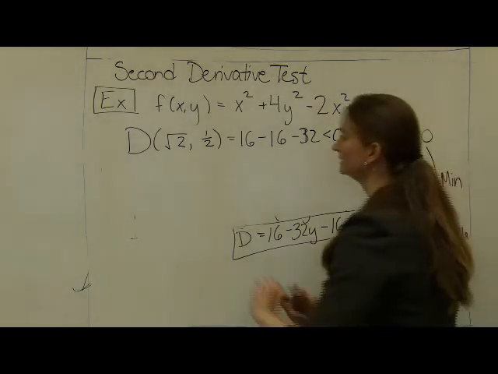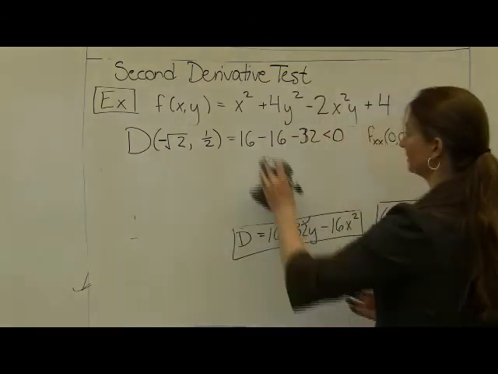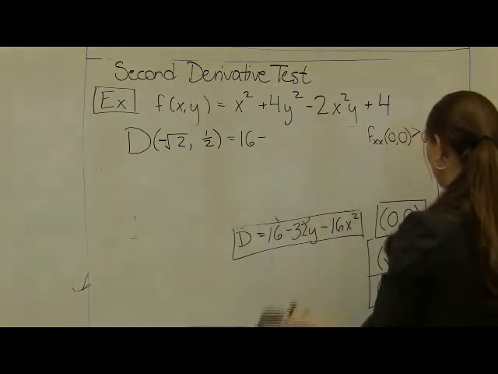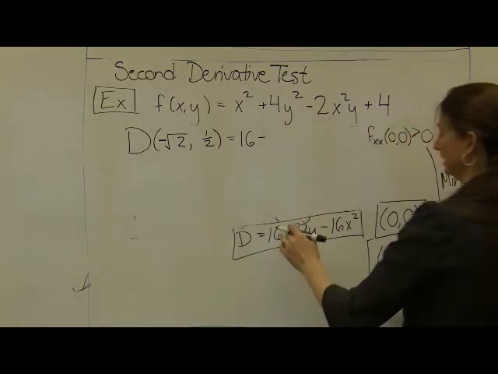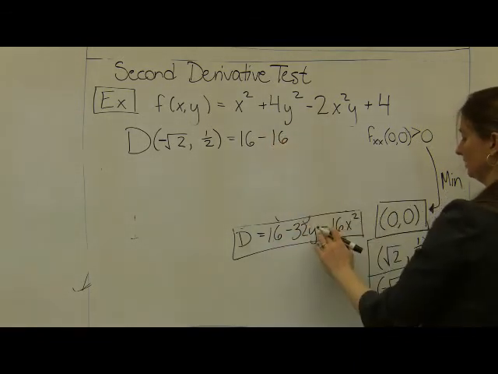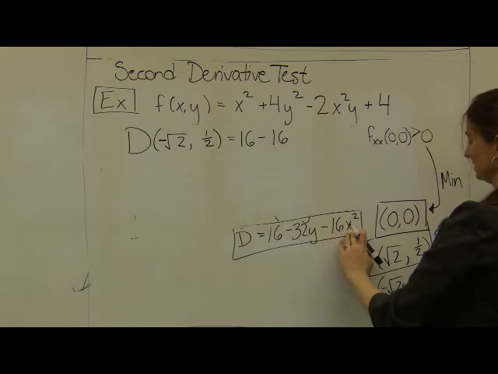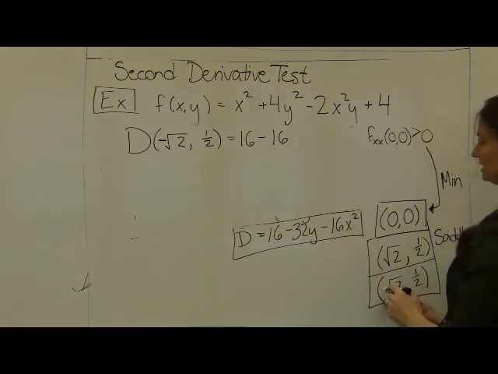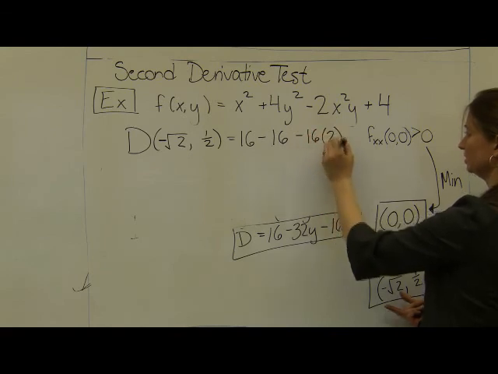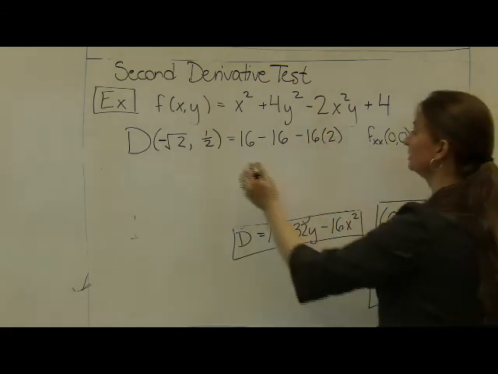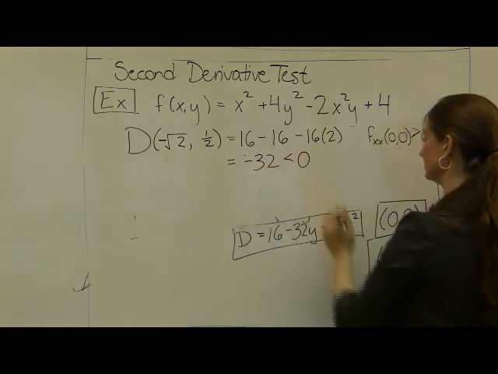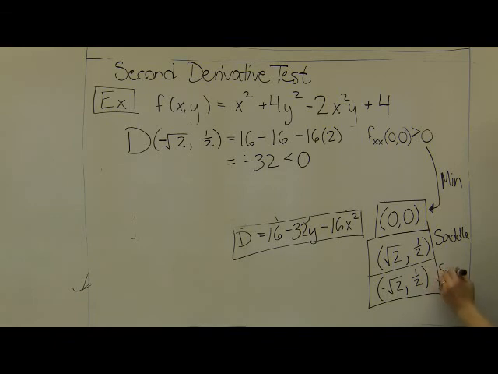And then finally, I'm going to check my third and final point. Oh, but it ends up being really similar. Look, it's going to be 16 minus 32 times a half, which is still 16, minus 16 times x squared. Well, my x coordinate is negative square root 2, so it's going to be minus 16 times 2, which is the same thing that we got before. So this is equal to negative 32, which is still less than 0. So it still means that this point is a saddle point.